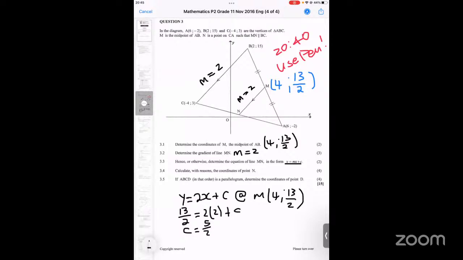I see some of you guys write it as 2,5. No. You write it as 5 over 2 and never as a decimal under this topic. That should be the answer for that one.